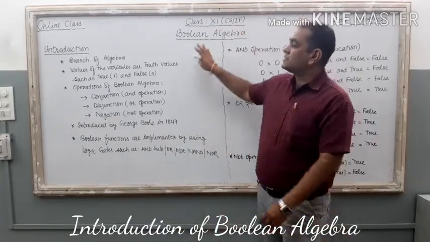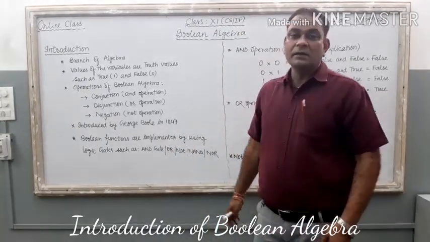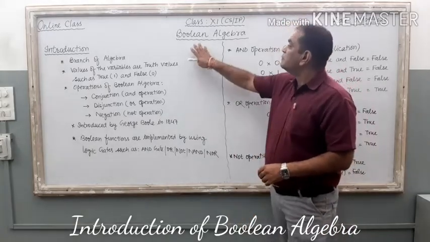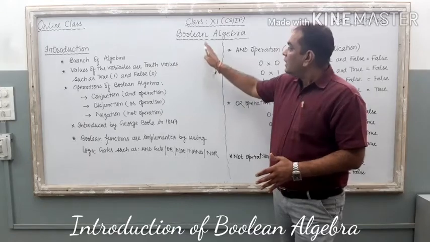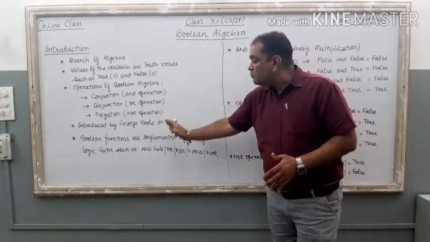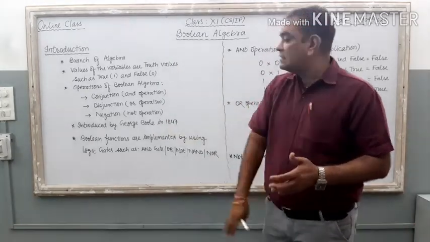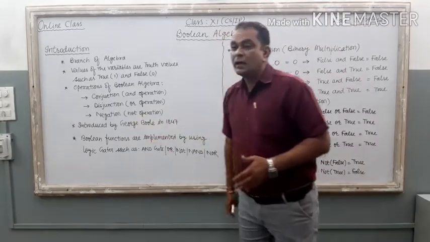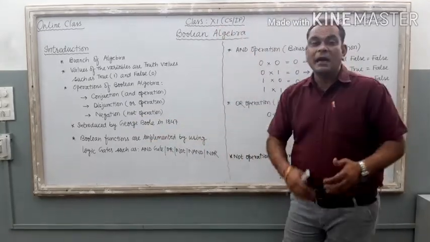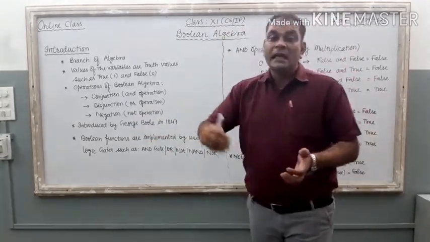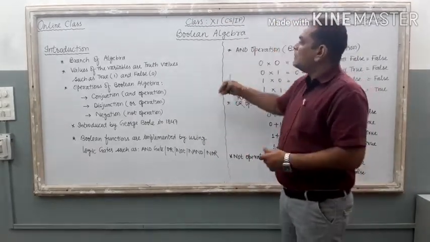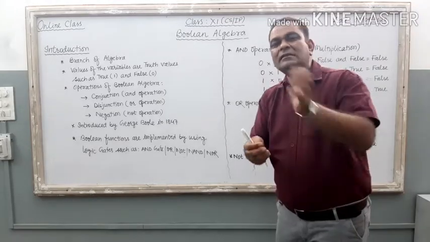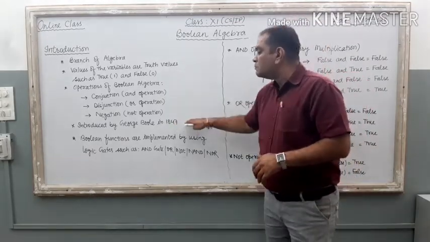Here we are going to start a new chapter of our syllabus. The name of this chapter is Boolean algebra. The word Boolean is from George Boole. He is a scientist who developed this particular algebra. And the second word, algebra, is the term that is related with mathematics. So Boolean algebra means the mathematics that is given by George Boole.